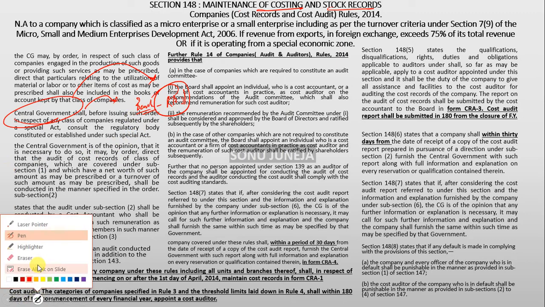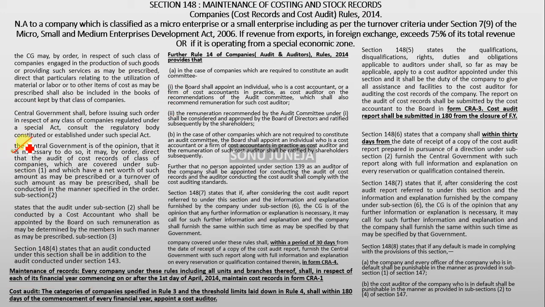Now, talking about the class of companies, it will be on the basis of net worth or turnover as may be prescribed, and the audit shall be conducted in the manner specified by the order of the CG. It also states that it shall be conducted by a cost accountant who shall be appointed by the board on such remuneration as may be determined by the members in such manner as may be prescribed. Along with that, Section 148 subsection 4 says the audit to be conducted shall be in addition to Section 143.